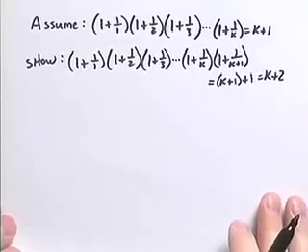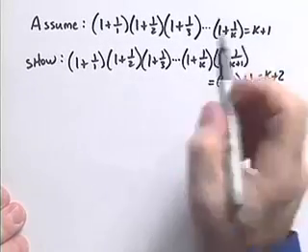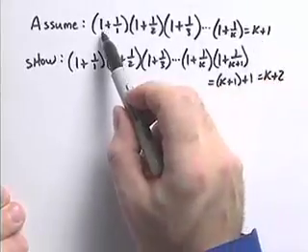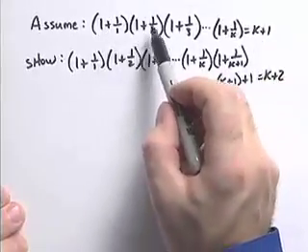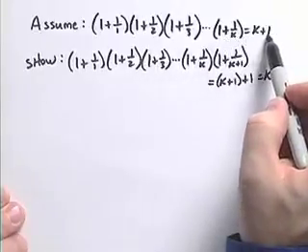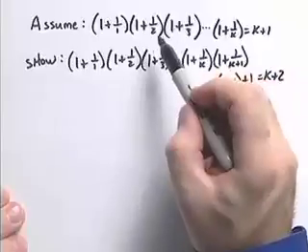What we're going to do is assume that our expression, or our equation, holds for some value k. So we're going to assume that (1 + 1/1)(1 + 1/2)...(1 + 1/k) equals k + 1. We're going to assume this is a true statement.